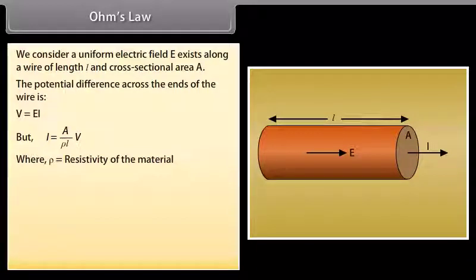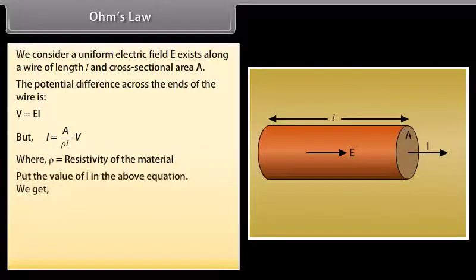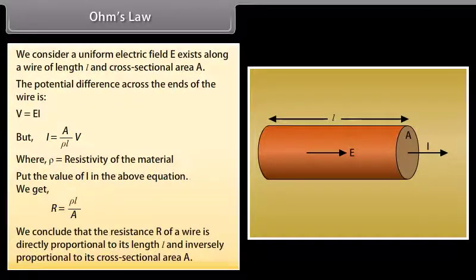the resistivity of the material. Put the value of I in the above equation. We get the value of resistance, which is equal to rho L upon A. We conclude that the resistance R of a wire is directly proportional to its length L and inversely proportional to its cross-sectional area A.